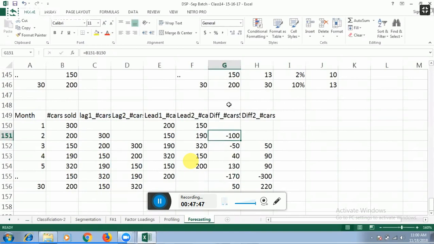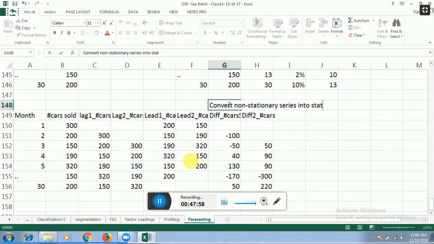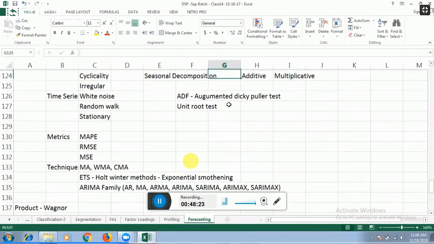What is the use? A lot of times we'll convert a non-stationary series into a stationary series by differencing the series. Whenever you are building forecasting models, one of the prerequisites is that the series should be stationary. We will talk about this later, but at this point of time, understand what the term means. Now let's understand this part.